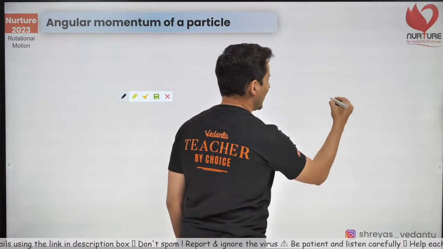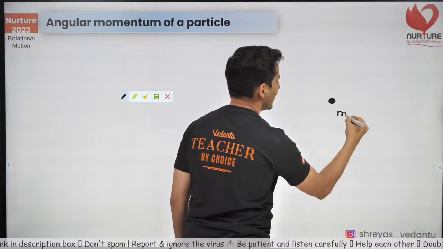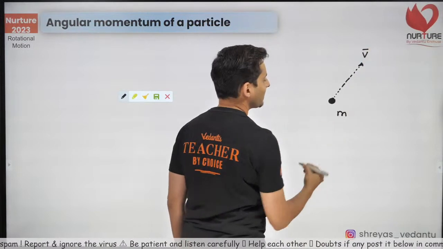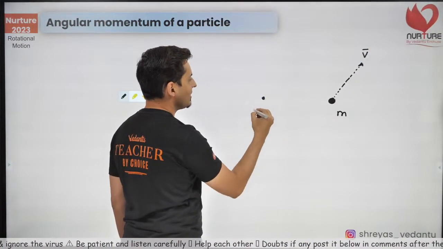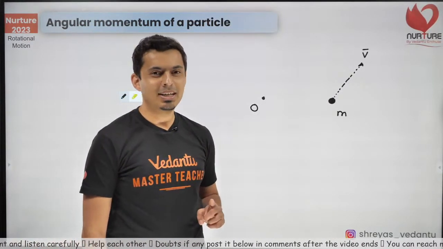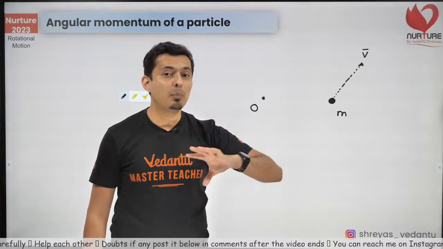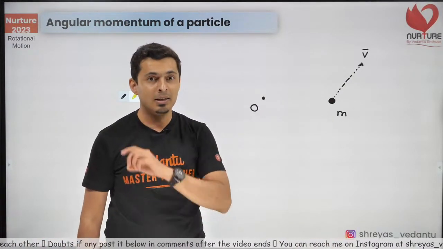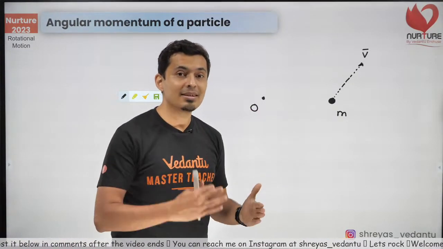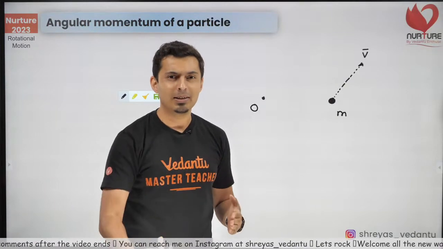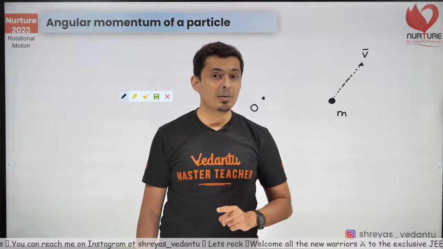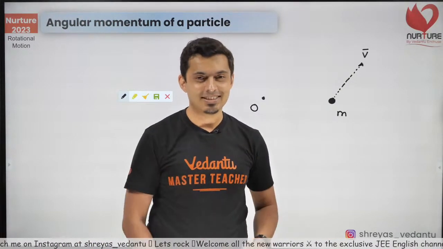So imagine that there is a mass m, and let's say it is moving with certain velocity v, and here is the point about which you will calculate the angular momentum. This is very important. In normal momentum, you never had a point about which you calculate it, but in rotational motion, you always need to calculate things about an axis, about a point. Take the example of mass. You never calculate mass about a point, but moment of inertia, you always calculate about an axis.